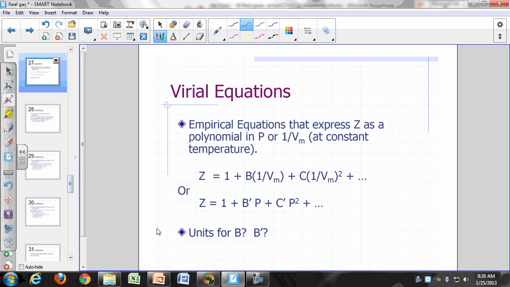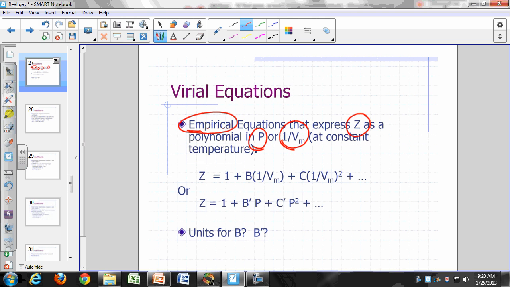A virial equation is an empirical equation. What do we mean by empirical? It's just based on experimental data. We can think of it as just a brute force attempt to fit the experimental data to an equation. And the best equation to use to fit data is just a polynomial. Just add as many powers as you can, and you can pretty much fit any data to an equation. So a virial equation expresses the compression factor Z as a polynomial in P or as a polynomial in 1 over Vm.